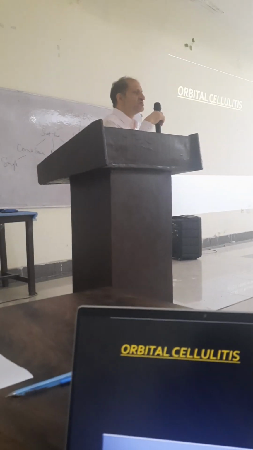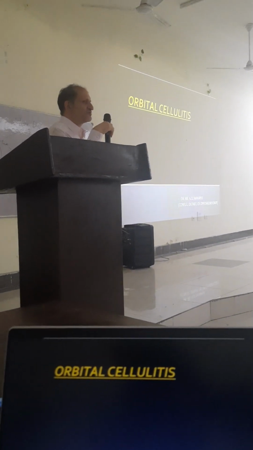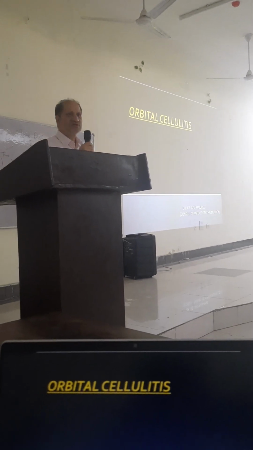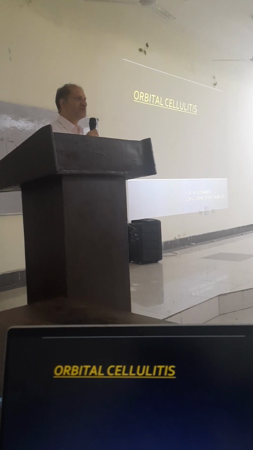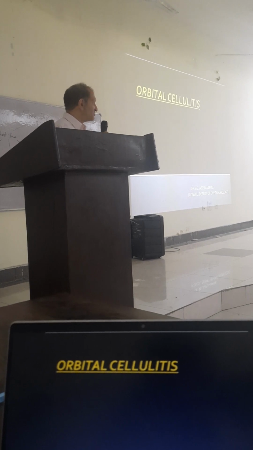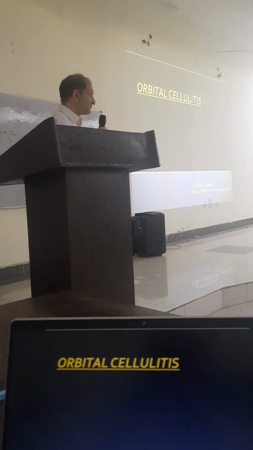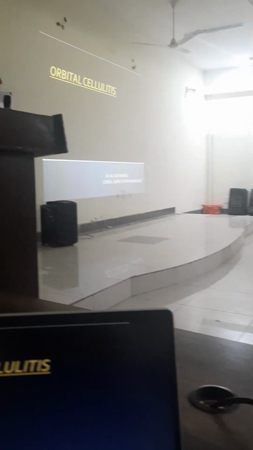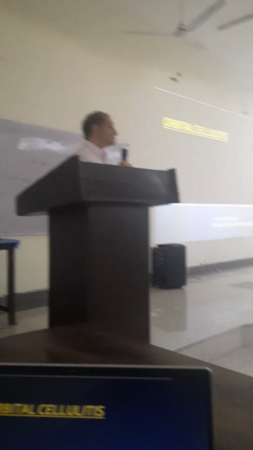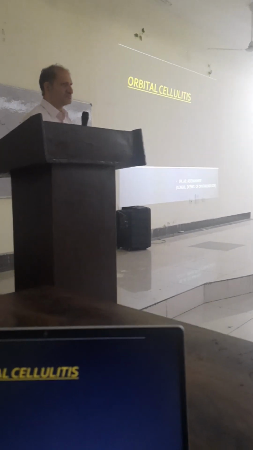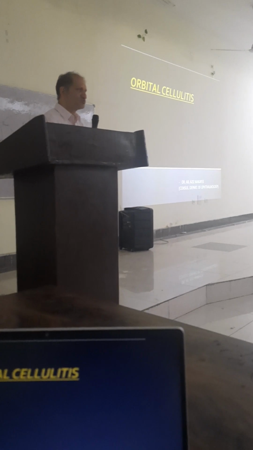Today's topic is orbital cellulitis. I want to make your concepts a bit better. It's a very important topic. As you know, any cellulitis means inflammation. So orbital cellulitis means inflammation of the soft tissues of the orbit.